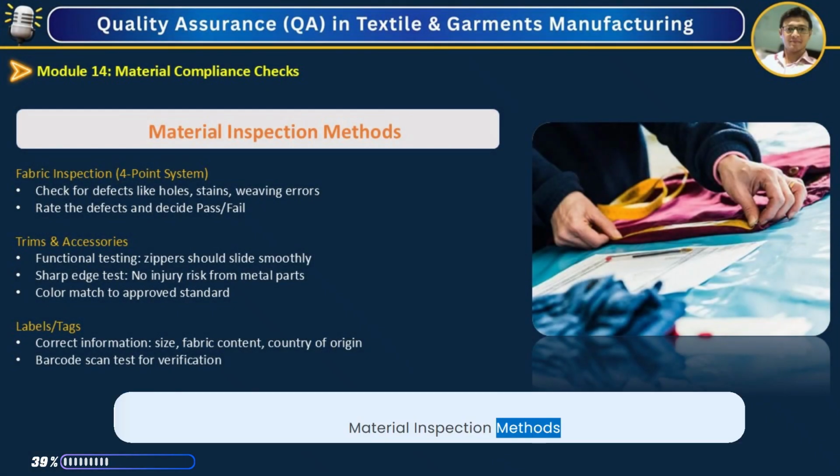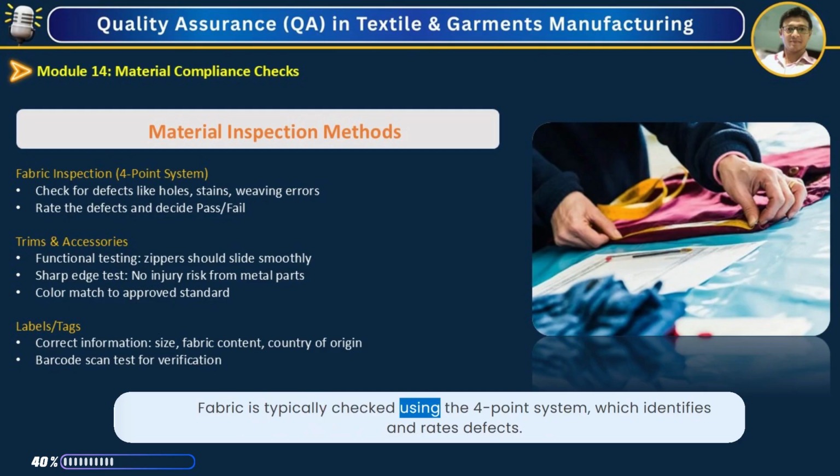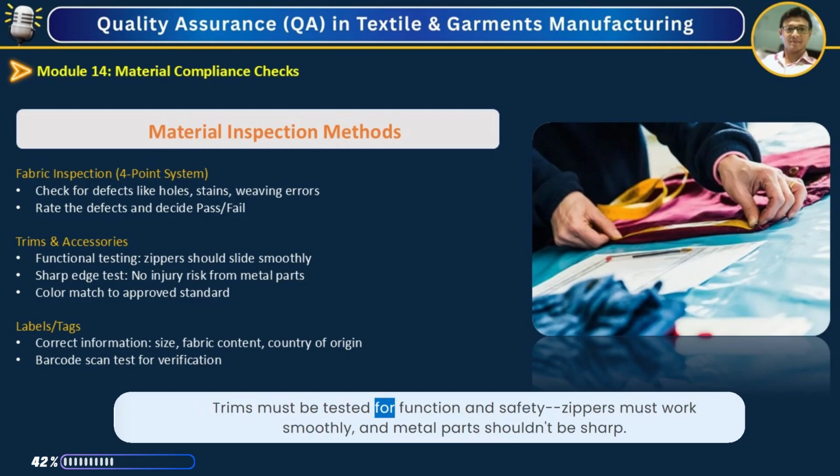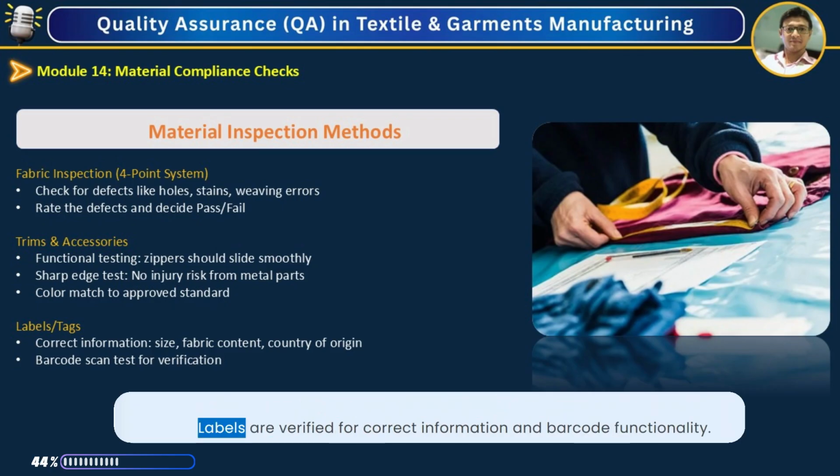Material inspection methods. Different materials need different inspection techniques. Fabric is typically checked using the 4-point system, which identifies and rates defects. Trims must be tested for function and safety, zippers must work smoothly, and metal parts shouldn't be sharp. Labels are verified for correct information and barcode functionality. Each step ensures the item is both functional and compliant.